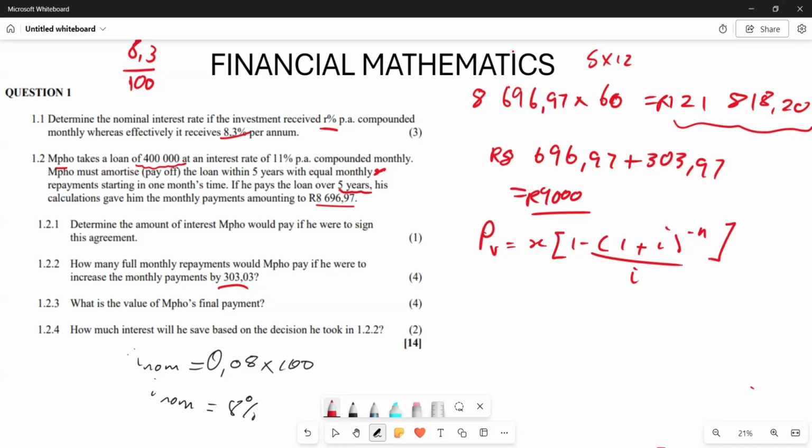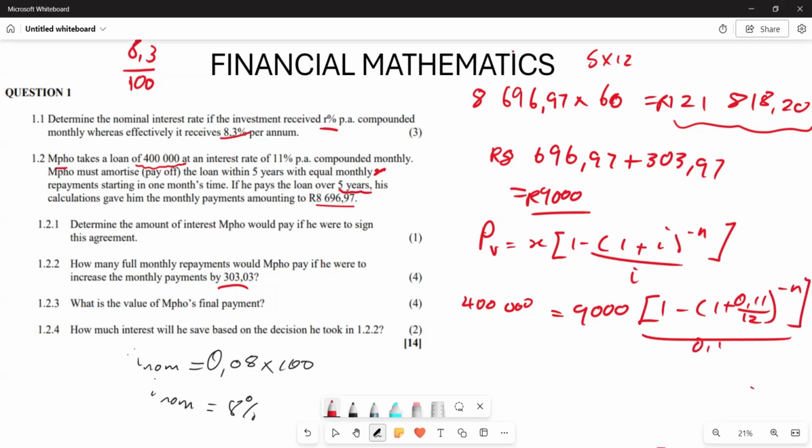What is the present value? The amount of money that is owed is 400,000, and he is paying 9,000 times 1 subtract 1 plus the interest. What is the interest given there? The interest is 0.11 over 12, to the power of negative n, since you're looking for the number of payments, all over 0.11 over 12.